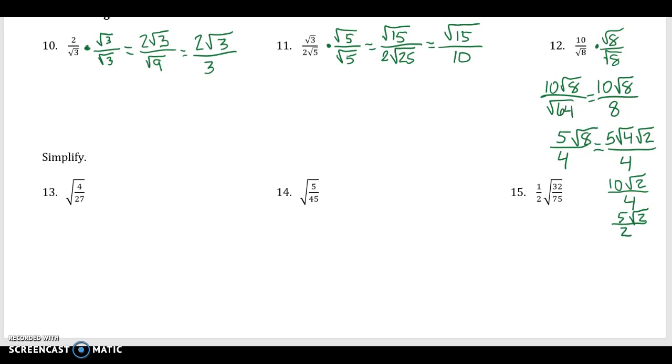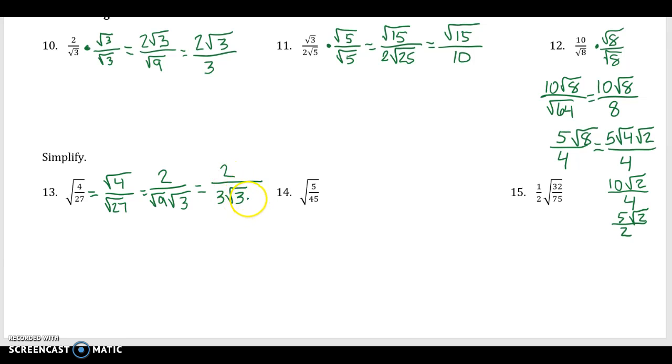All right, this last one, we can factor this, or really rewrite this as the square root of 4 over the square root of 27. The square root of 4 is 2, and the square root of 27, let's go ahead and break that down first. We could multiply by the square root of 27 over itself, but let's break that down into the square root of 9 times the square root of 3. So now we have 2 over 3 times the square root of 3.